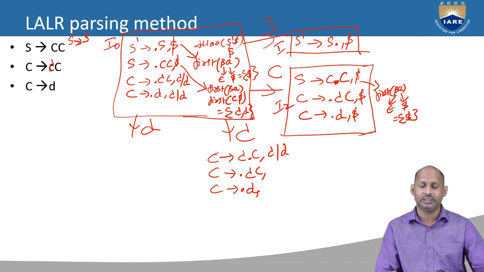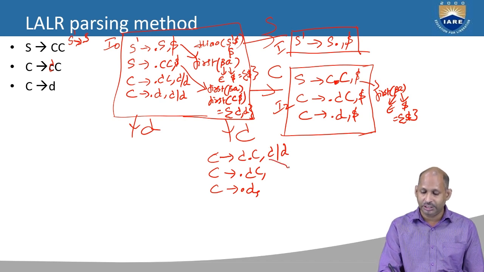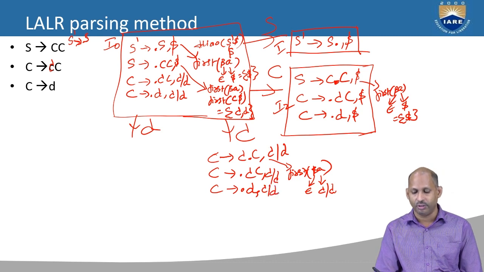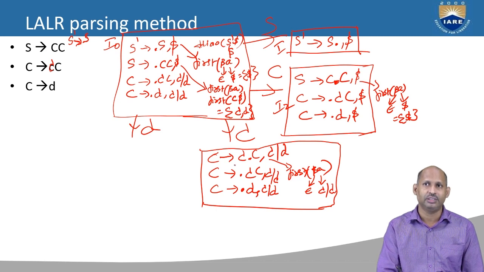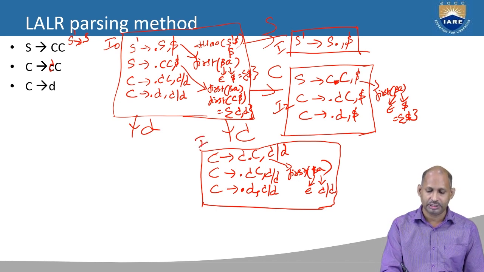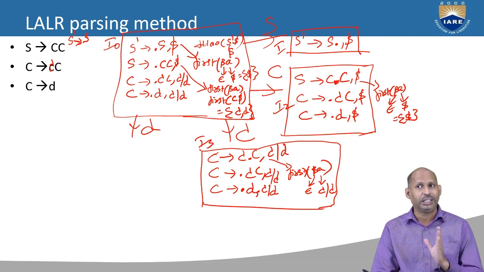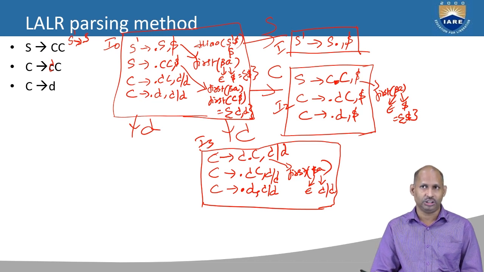What are the terminal symbols here? From this production, what will be the first of beta A? First of beta means it will be epsilon, it will be small c and d. So, we have to add both of them. This is the completion of our I3 group. Since dot is followed by terminal symbols, there will be no addition of productions.